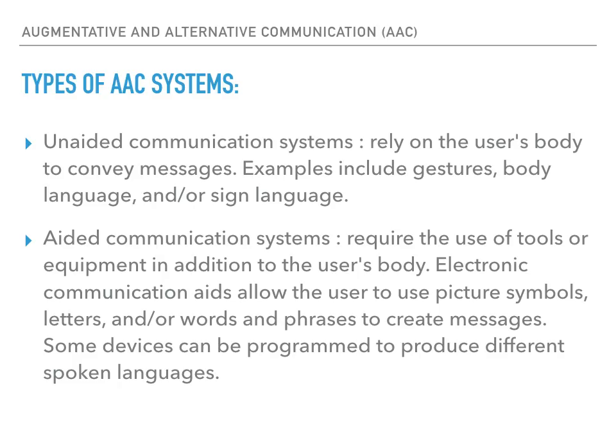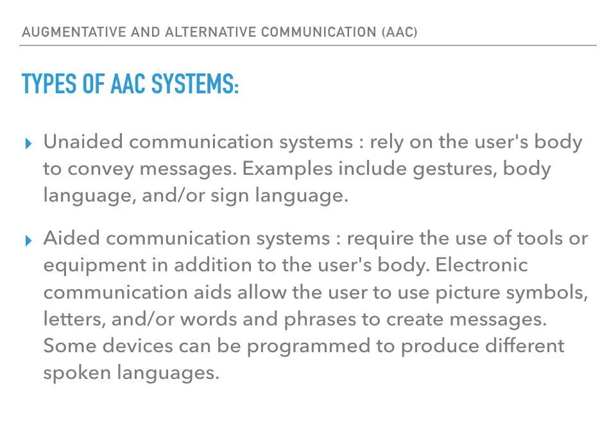Types of augmentative and alternative communication systems. These are of two types: unaided communication systems and aided communication systems. Unaided communication systems are those which rely on the user's body to convey a message, for example, gestures, body language, or sign language.